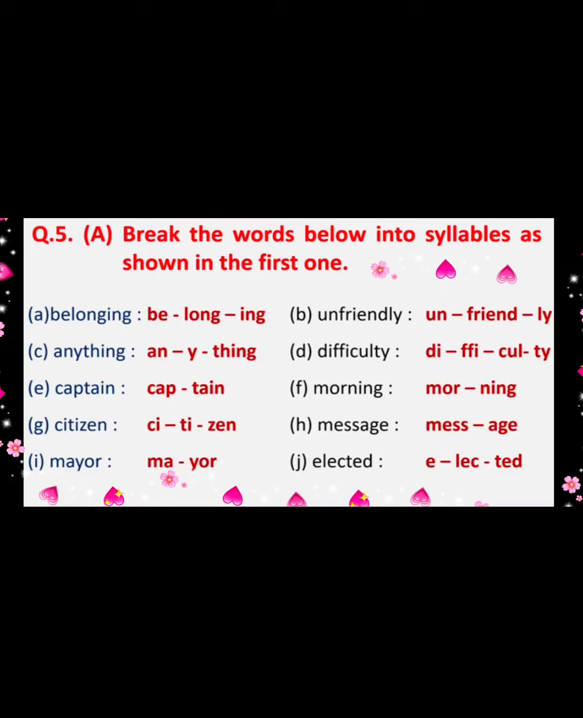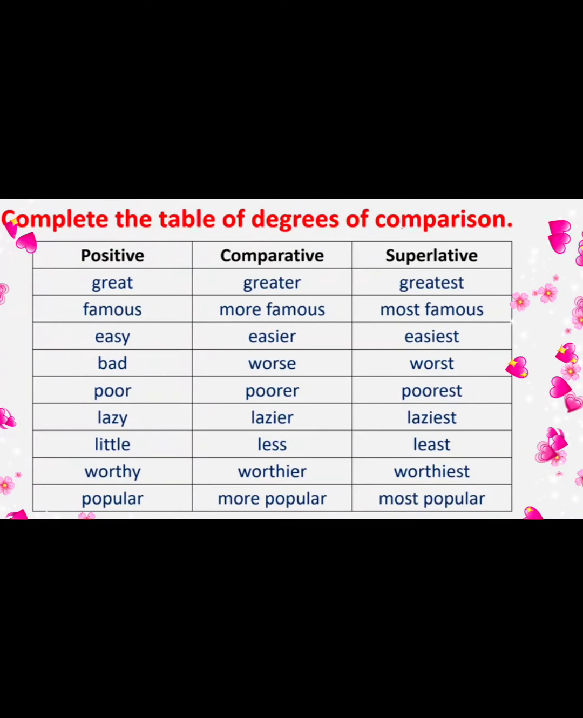Next is the syllables, which I have already taught you. The first one I'll do for you, that is belonging: be, long, ing. Here we have to separate the prefix and suffix. I have done the rest for you all. Go through it once.